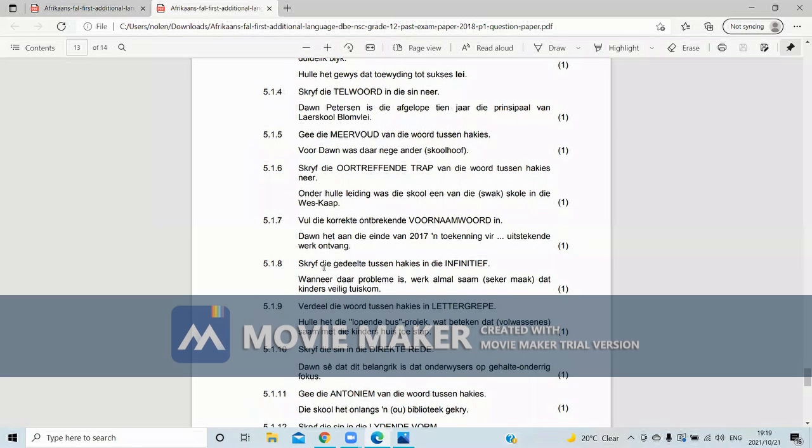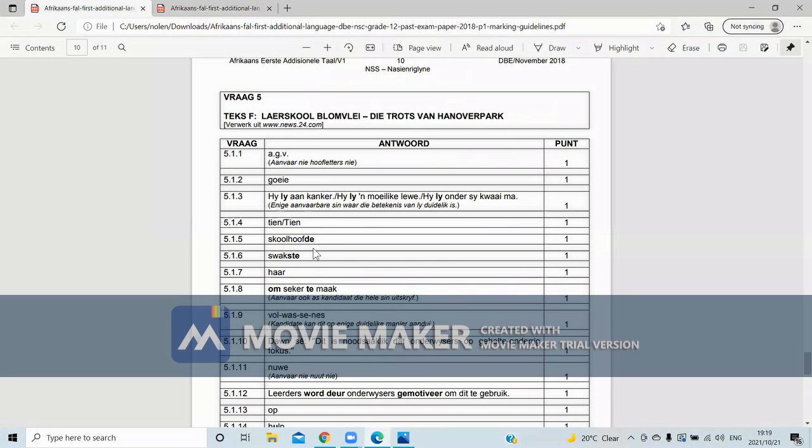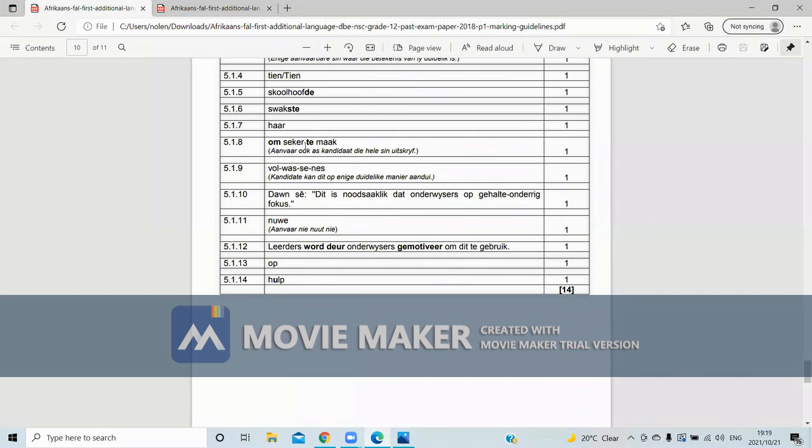5.1.8. Right, skryf die gedeelte tussen hakies in die infinitief. They just want us to only write the part between brackets and the infinitive. So wanneer daar probleme is, werk almal saam om seker te maak. Okay, so you're just going to put your om first, and then your te verb has to be at the end. Therefore, seker has to go in the middle. So om seker te maak dat kinders veilig thuis kom. I'm just going to show you what it looks like. Om seker te maak.